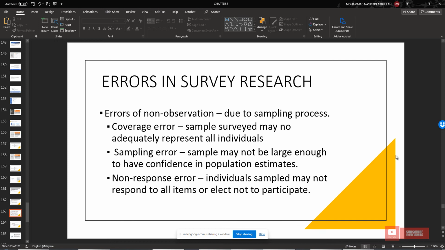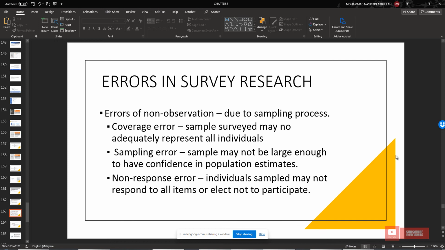So another error for non-observation, a non-response error, means missing data, right? An individual sample may not respond to all items or may elect not to participate. Sometimes when you have too many items in the questionnaire, the respondent will answer but skip some parts, which means you will get missing data.